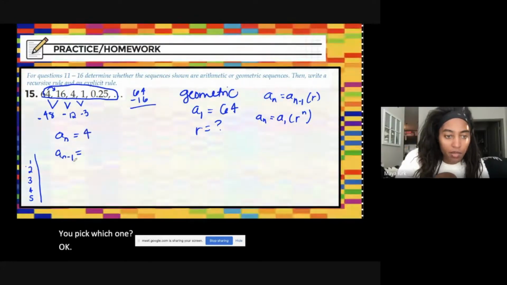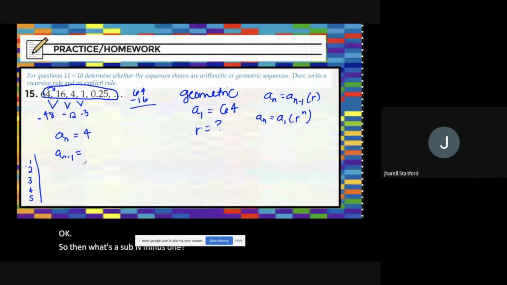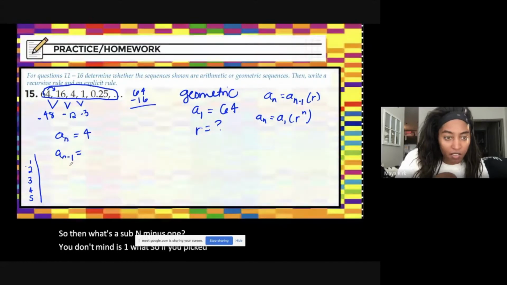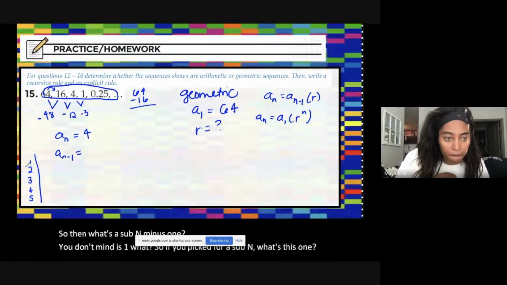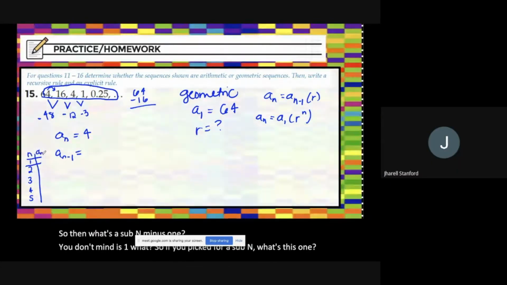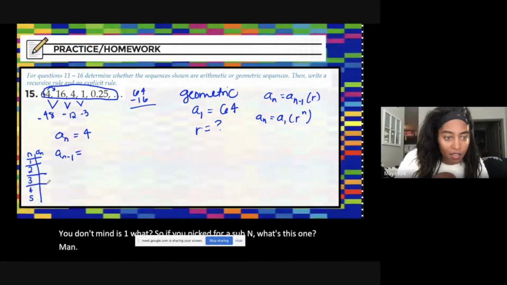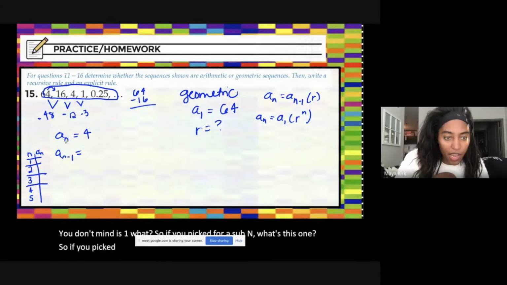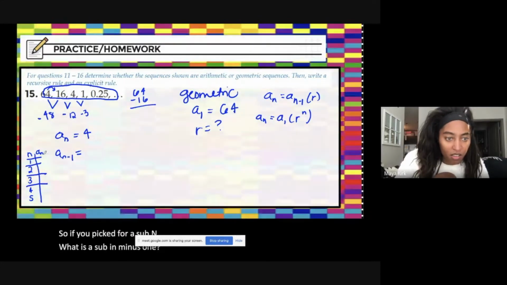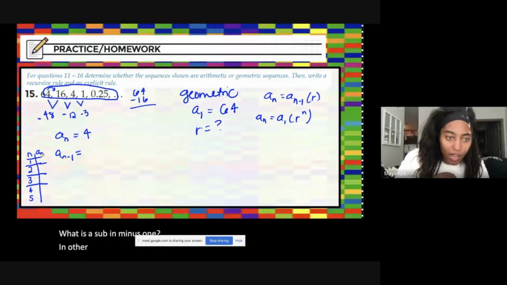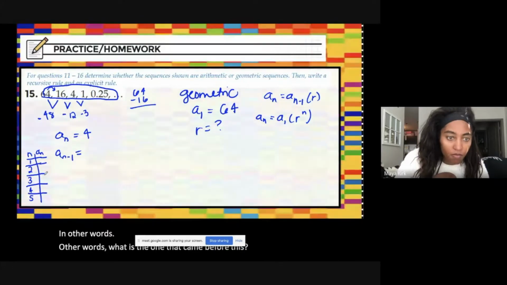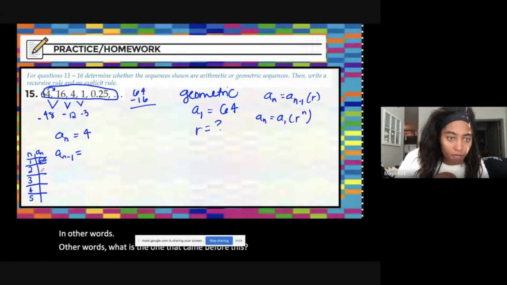So then what's a sub n minus 1? If you picked 4 for a sub n, what is a sub n minus 1? In other words, what is the one that came before this? Three, 2.